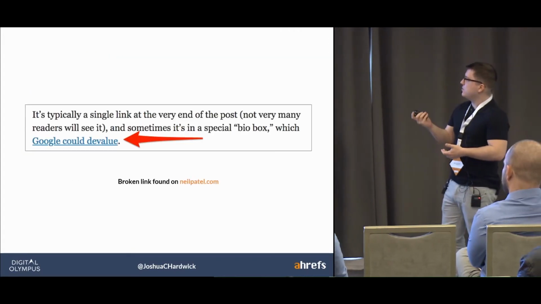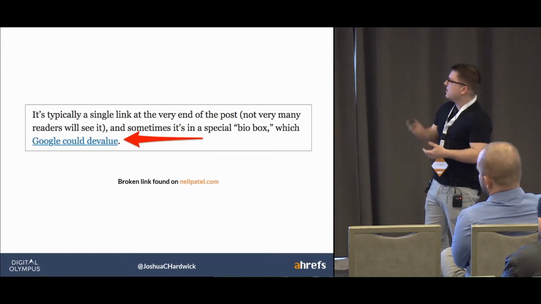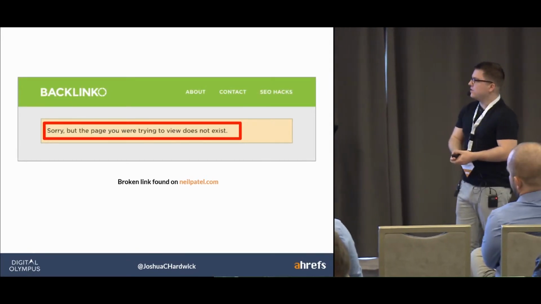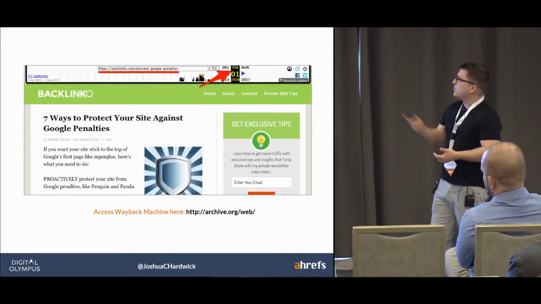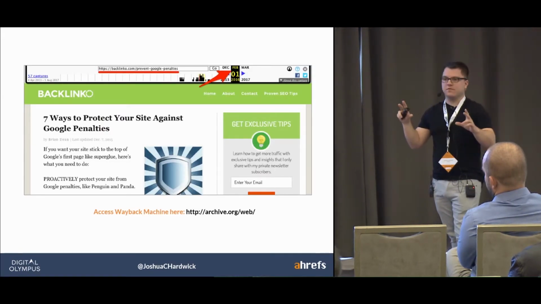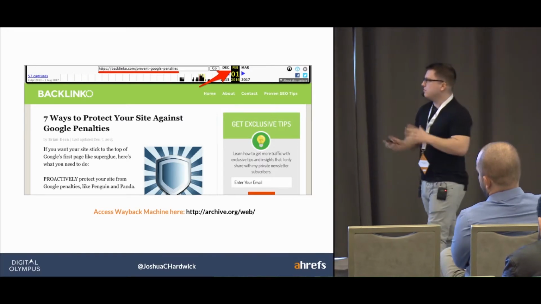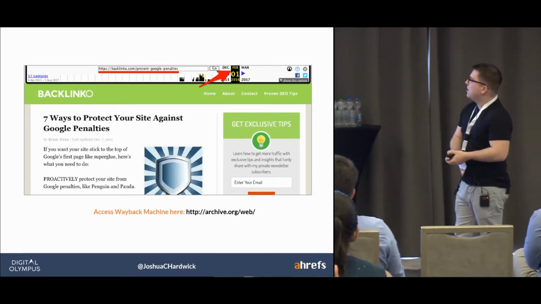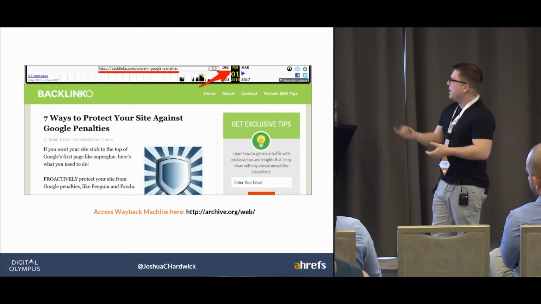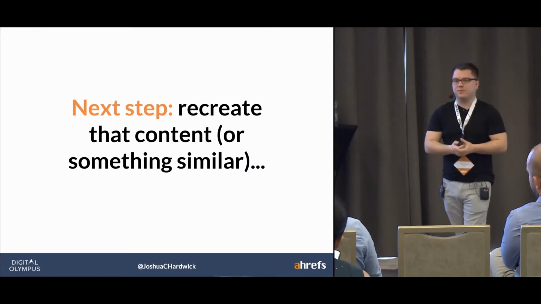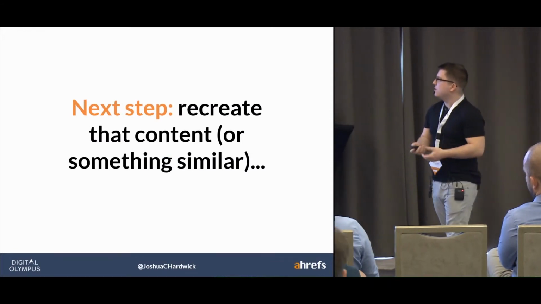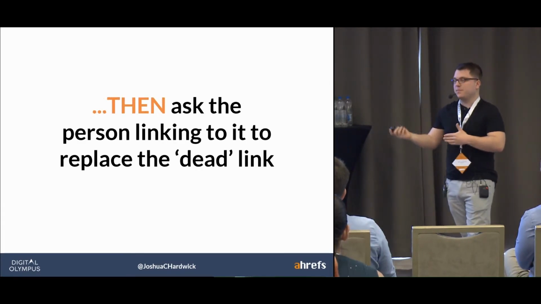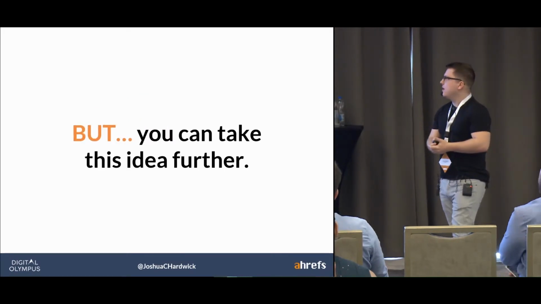So an example, just to explain: there's a broken link that I found on neilpatel.com, so you click it and it takes you to this page on Backlinko, which obviously doesn't exist. And if you put that into the Wayback Machine, which is basically an archive of content through time, you can see that it looked like that in 2016. It was a post about protecting your site against Google penalties. So once you've found a dead page with some links, you need to create something similar and then ask the people linking to that page to replace the dead link with your working link.